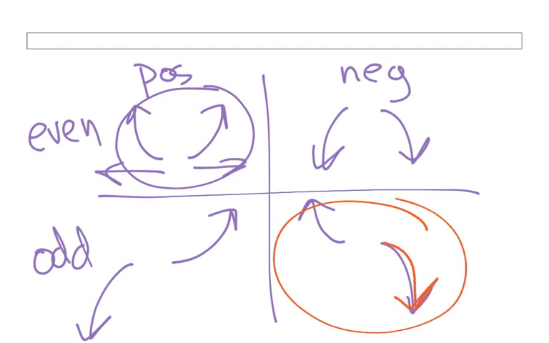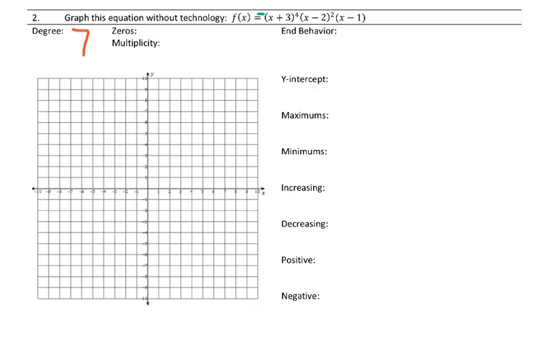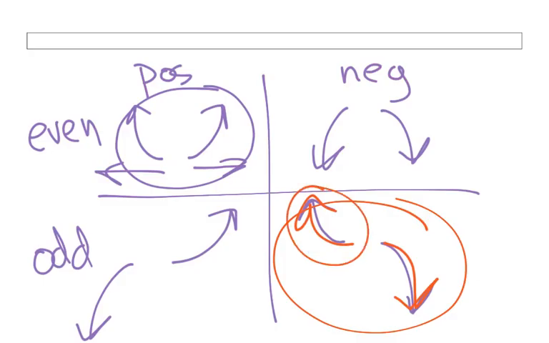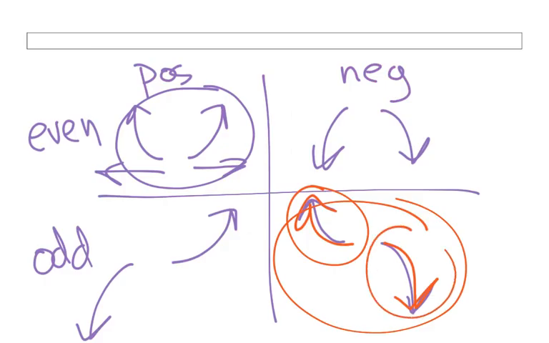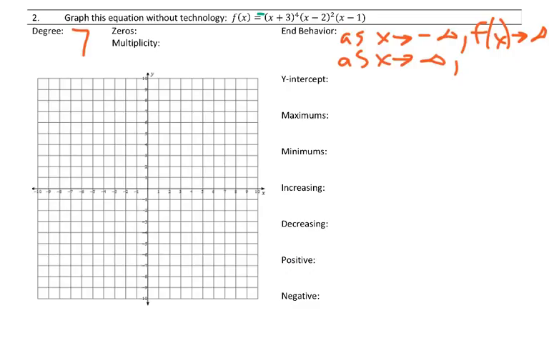So my end behavior, as I go right, I go down. As I go left, I go up. So the limit, I'll remind you the other way we can do it: as x approaches negative infinity, as it goes to the left, f of x goes to positive infinity. And as x approaches positive infinity, as it goes to the right, it's going down. F of x goes to negative infinity.